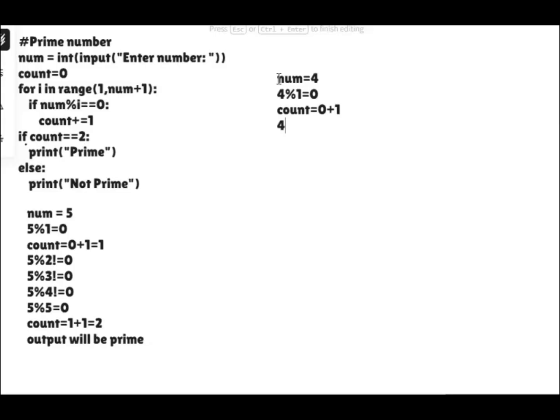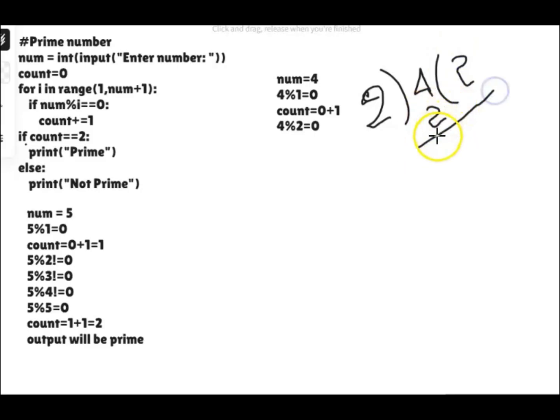Now let's check with 2. Again here we'll get a remainder of 0. So the remainder will be 0. Now the count becomes 1 plus 1, that is 2.